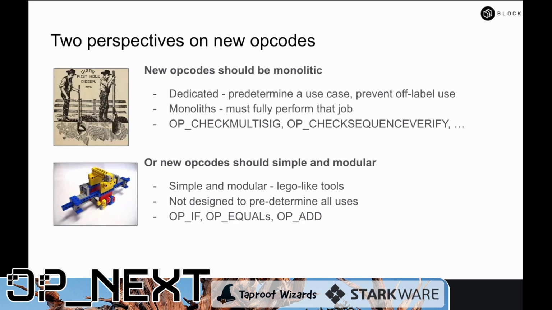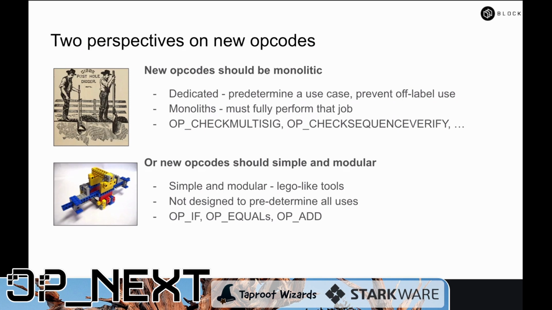So there's two perspectives. Maybe these are caricatures, but there's two perspectives I hear on how opcodes should work in Bitcoin. And I think they're actually, in some sense, both right. You want opcodes that do both of these things. The first one is that opcodes should be monolithic. They're dedicated opcodes. You predetermine the use case. The opcodes are designed to prevent off-label use. You can only use them for that. And they must fully perform that job. So like opcheck multisig, check sequence verify.